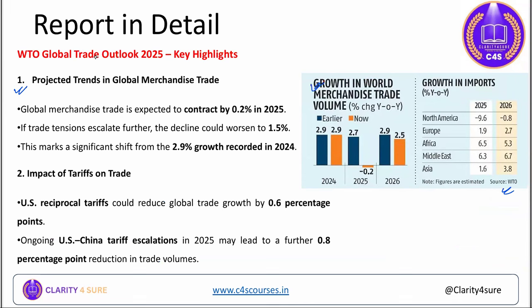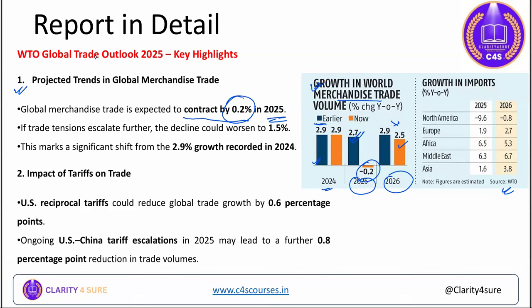You can see here that in 2024, we saw merchandise trade volume growth of 2.9%. In the case of 2025, this was a projected one, but currently we are seeing that it is 0%, so it got contracted by 0.2% in 2025. All right, and again see the projection for 2026. The projection earlier was 2.9%, but now it has been revised to 2.5%. So this is a projection for the upcoming year.